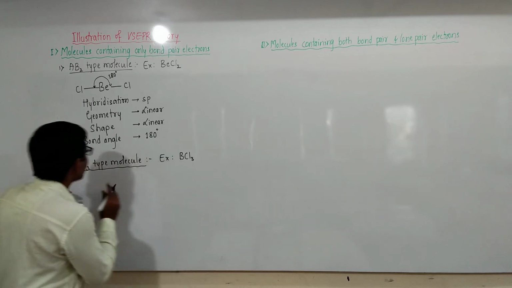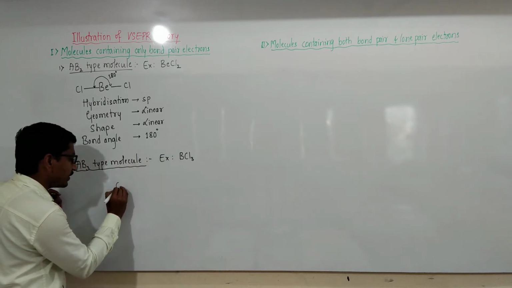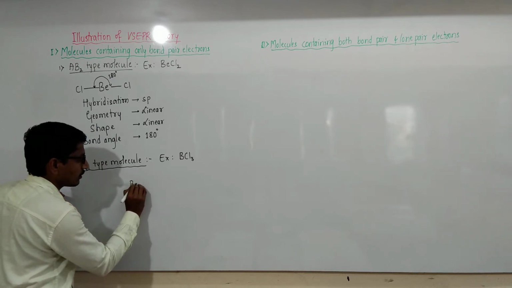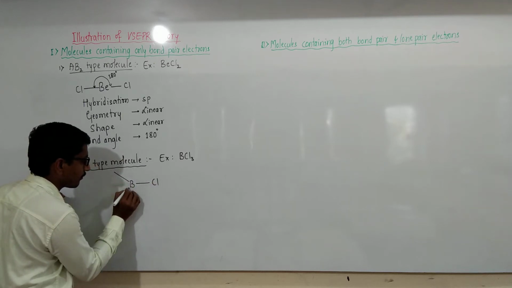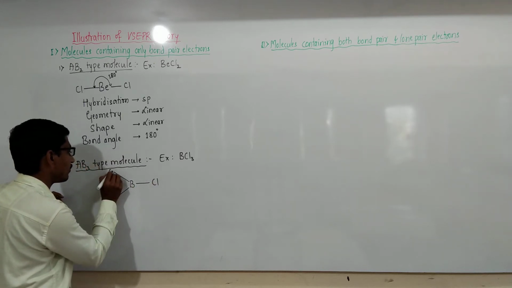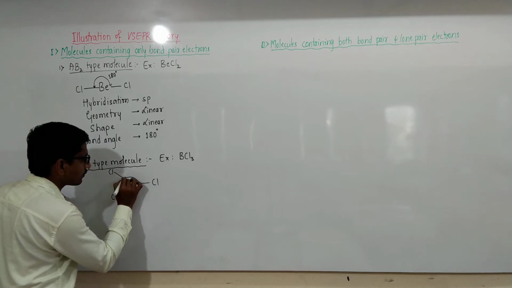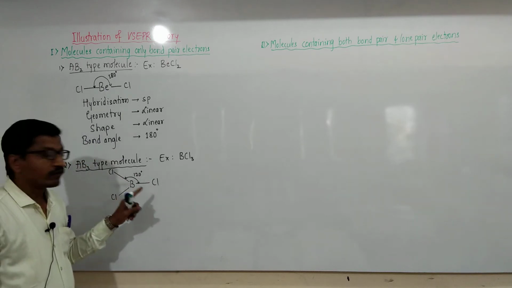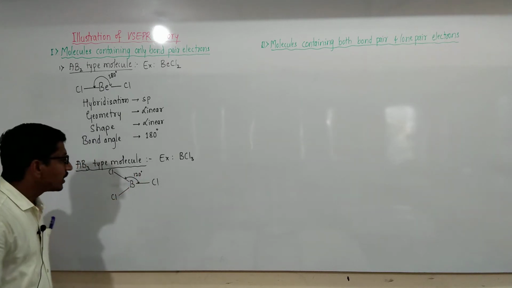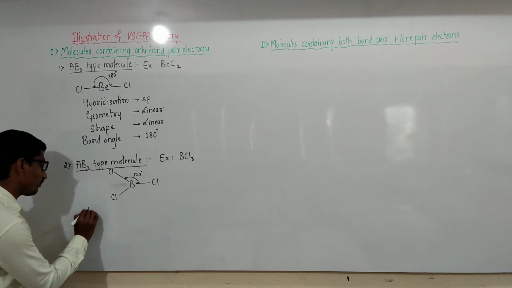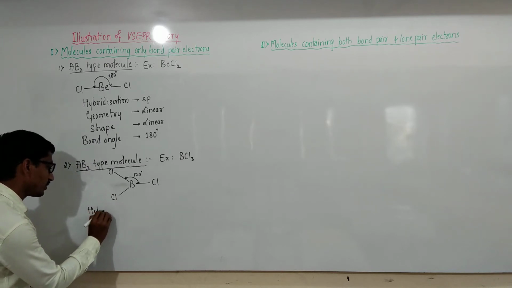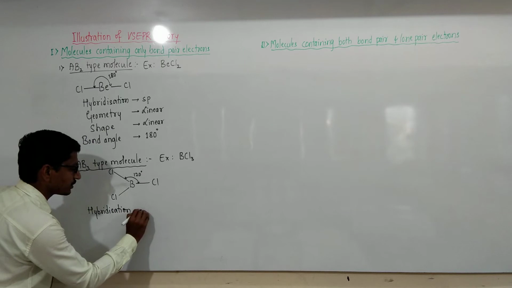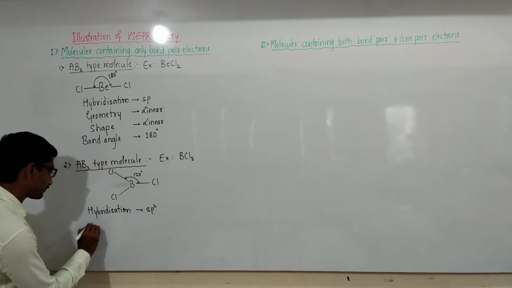And the structure of this is boron. The central boron is surrounded by only 3 bond pair electrons, and these are directed towards each corner of the equilateral triangle, and the bond angle is 120 degree. Hybrid state of boron is sp2. Hybridization is sp2.